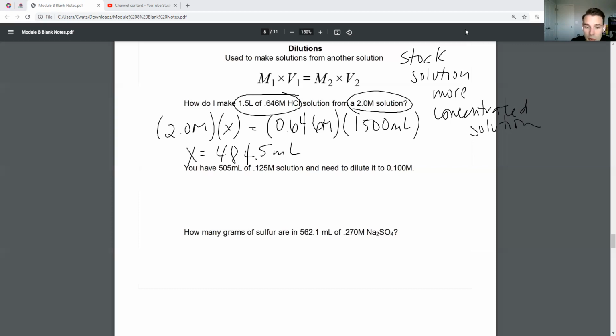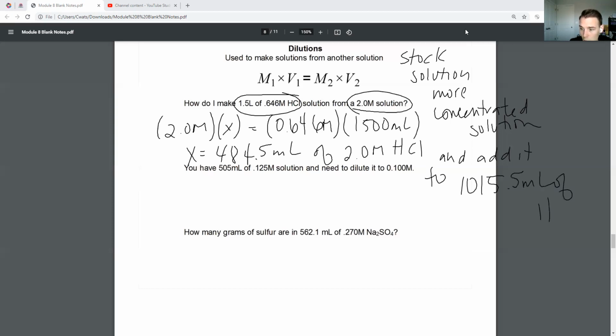So how would I make this solution? I would take 484.5 milliliters of the 2.0 molar HCl and add it to 1,015.5 milliliters of water. Okay. I know that my total solution is going to be 1,500 milliliters. So if 484.5 has to be my stock solution of acid, to dilute it, I'm just adding water, and I'm going to have to add 1,015.5 milliliters. So let's look at the next one.